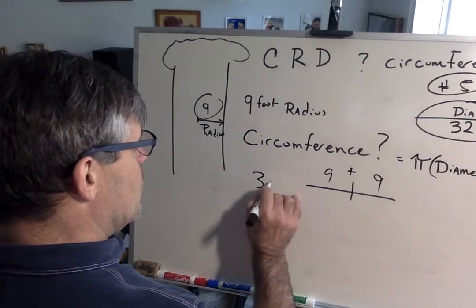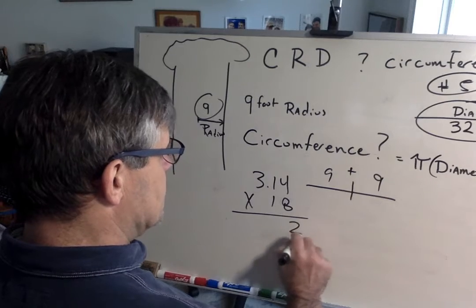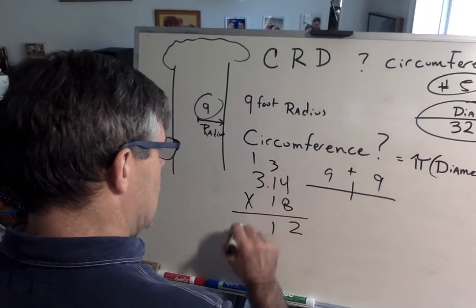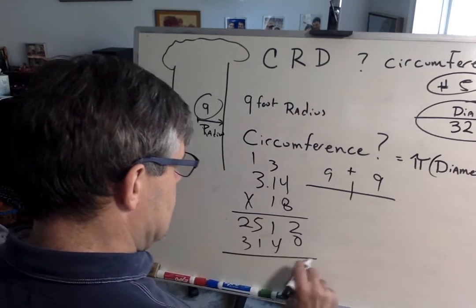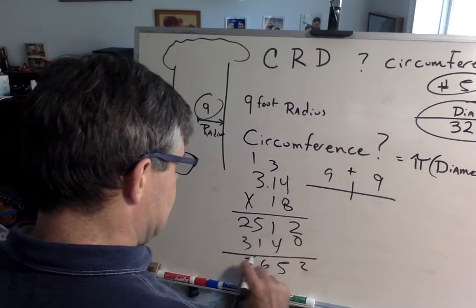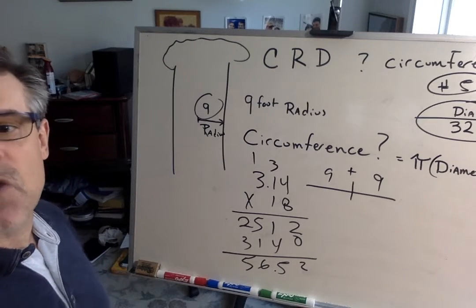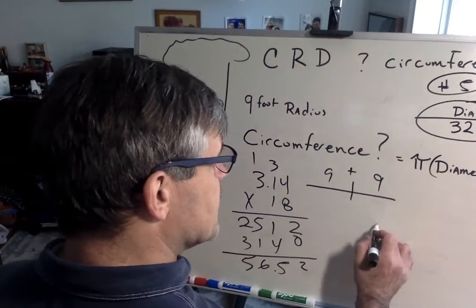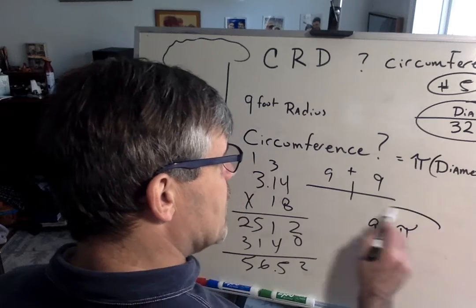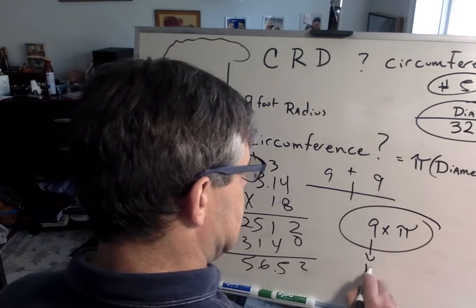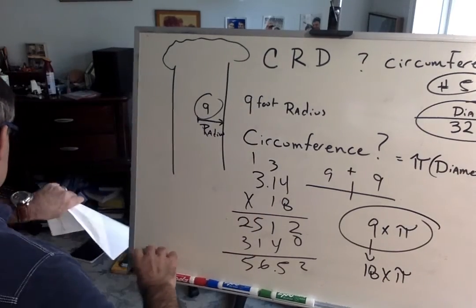So we have 3.14 times 18. That's 56.52. Okay. So very good. Tamel, exactly what you did, you said 9 times pi. You were very close, but it has to be 18 times pi. Okay? So I'm going to erase this.